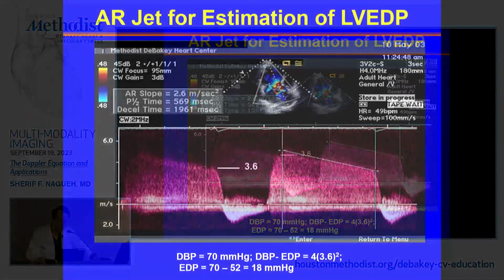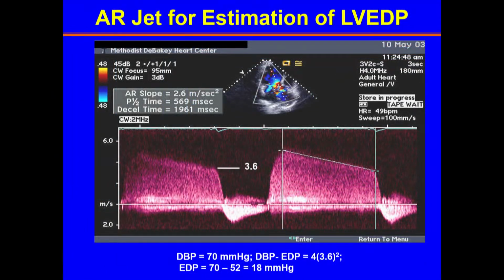So here we go for the end diastolic velocity, and we say 4V squared is equal to the pressure difference between diastolic blood pressure and left ventricular end diastolic pressure. I make the assumption that the diastolic blood pressure I get by the cuff is the same as the pressure in the aortic root. If that is 70 and the peak velocity is 3.6, you plug in the numbers, and you end up with an end diastolic pressure of 18.